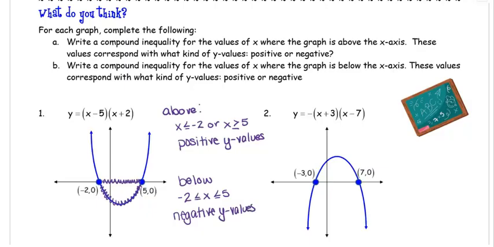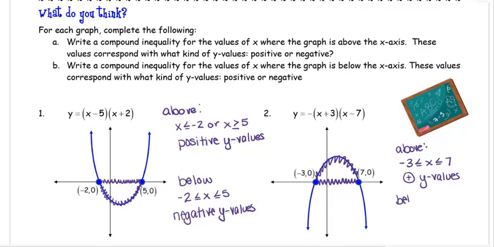All right, let's think about the same thing with number 2. I want to know, first of all, where is it above the x-axis? Well, above the x-axis, that's this part right here. If we think about that on our actual x-axis, that is in between -3 and 7. And I'm seeing that these are positive y values.